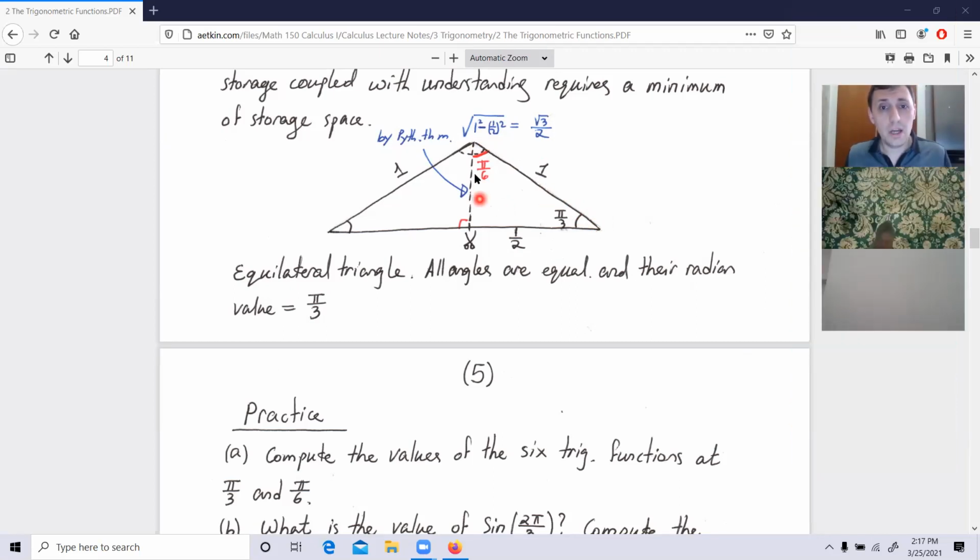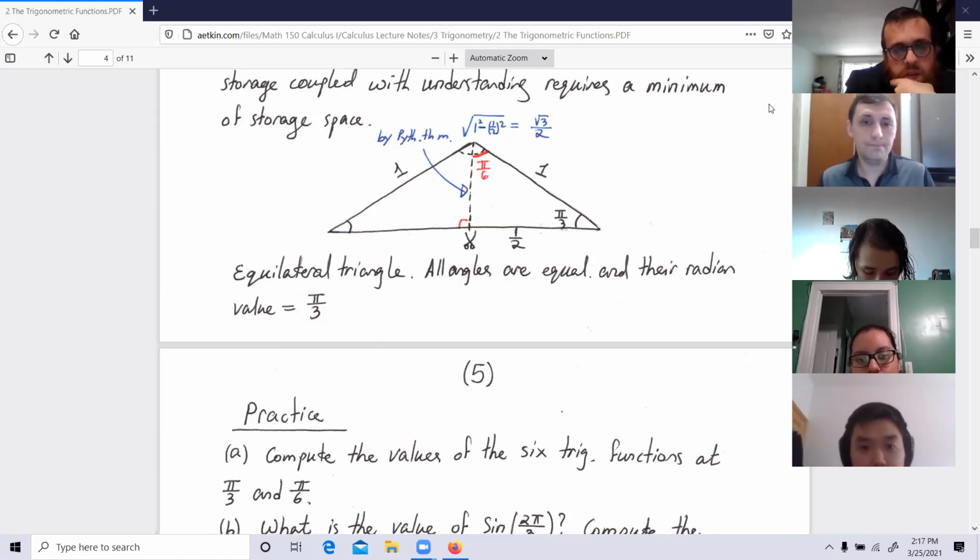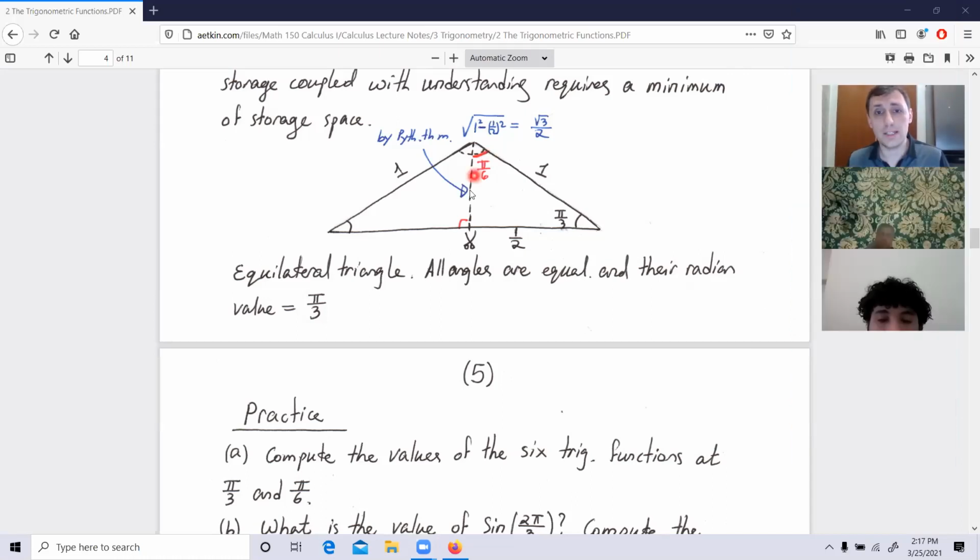So what do we have here? What is cosine of pi over 6, please? Cosine of pi over 6. Root 3 over 2. Thank you. Do you see how I know that? What is cosine of pi over 6? Adjacent is now this side, which is root 3 over 2, divided by hypotenuse. So it's just this side. Cosine of pi over 6 is root 3 over 2.